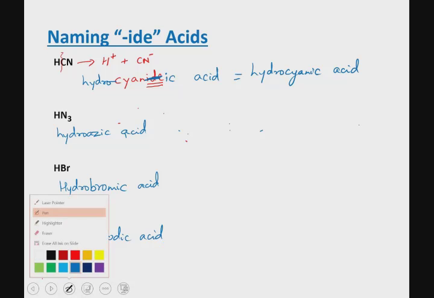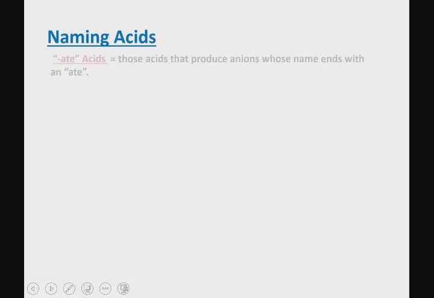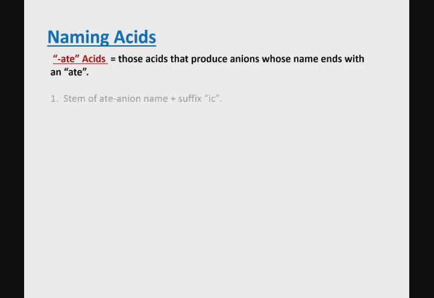Okay, let's go to the next category, the "-ate" acids. These are the acids which, when they ionize in water, will produce anions whose names end with an "-ate". One such example is H2SO4. The steps for naming such acids are: number 1, please note there is no hydro. Number 2, we take the stem of the name of the anion and attach the suffix "-ic", followed by a separate word, acid.